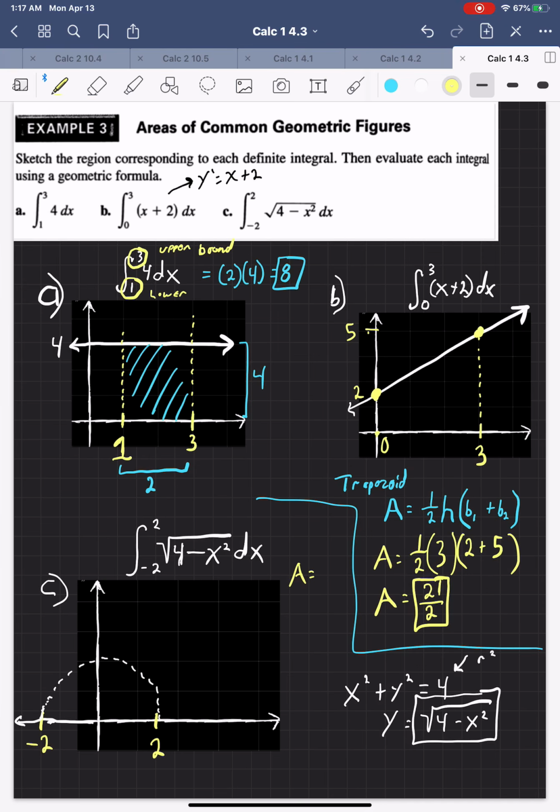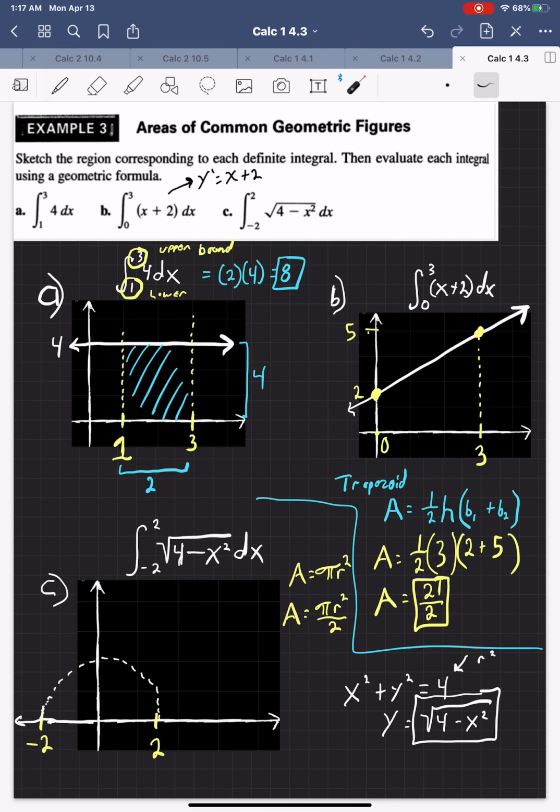And so the area of a circle is pi r squared. But we don't have a circle, right? We have half of a circle. So the area for a semicircle, a half circle, would be what? It would be pi r squared over 2, because we only have half of a circle. So now what we want is the area under that region from -2 to +2.